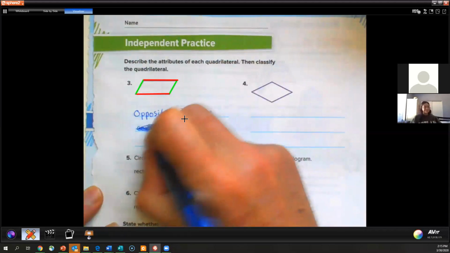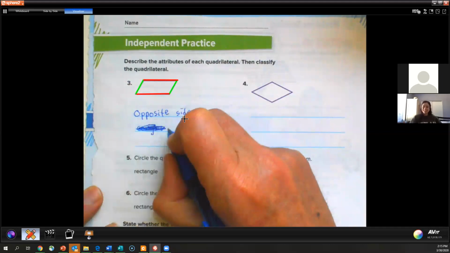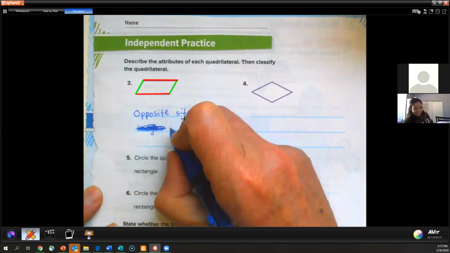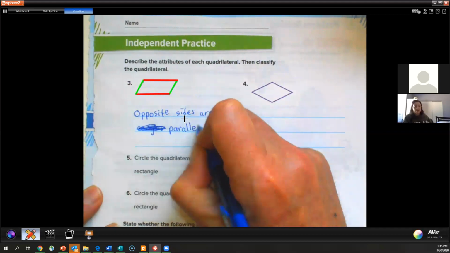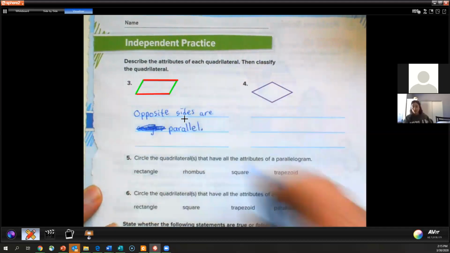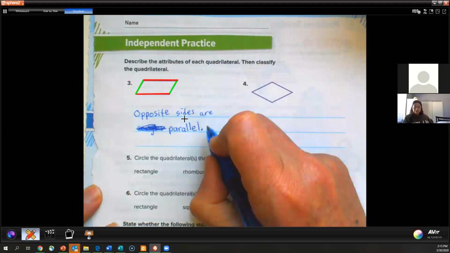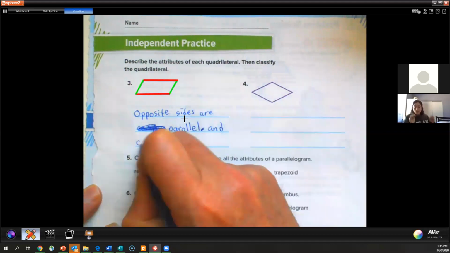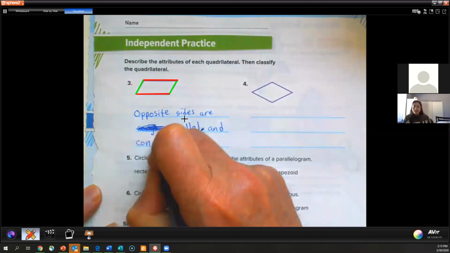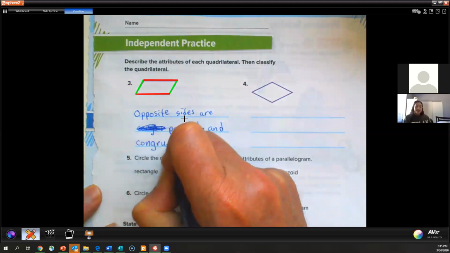That is correct. But we're talking about parallel right now. So you can go ahead and write congruent because congruent and parallel are both correct. So I could say opposite sides are parallel. And what was the other thing they are, Miss Garcia? Congruent. So parallel, boys and girls, just means that the opposite sides will never intersect. And congruent means that they are the same size and the same shape.